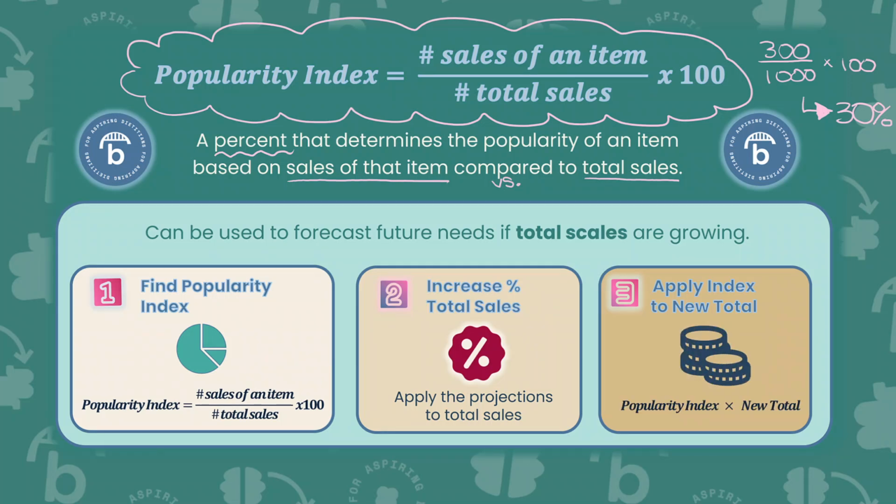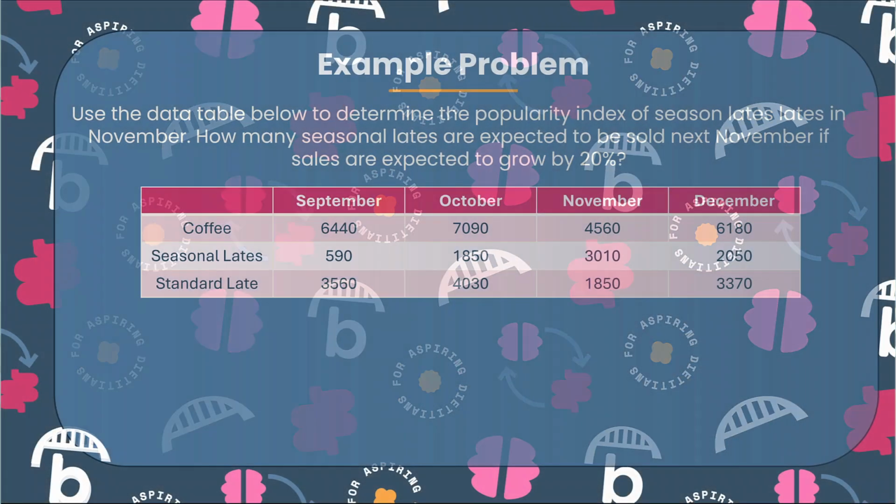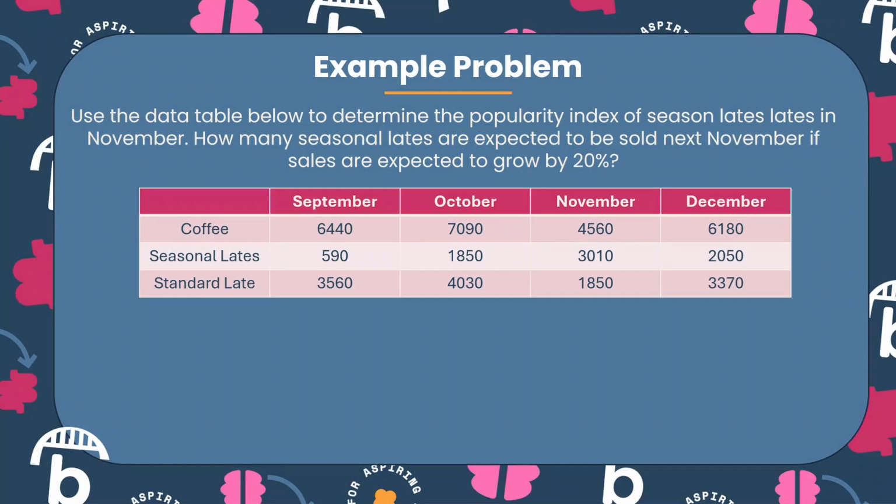And please recognize that your RD exam will have hard problems, and it's okay to not get them all right. This is a great example of how we use the popularity index to forecast future demand. But anytime a data table is given in a problem, it can look overwhelming at first. So remember, take a breath, pause the video, and try working through it yourself. And then we'll walk through it together.